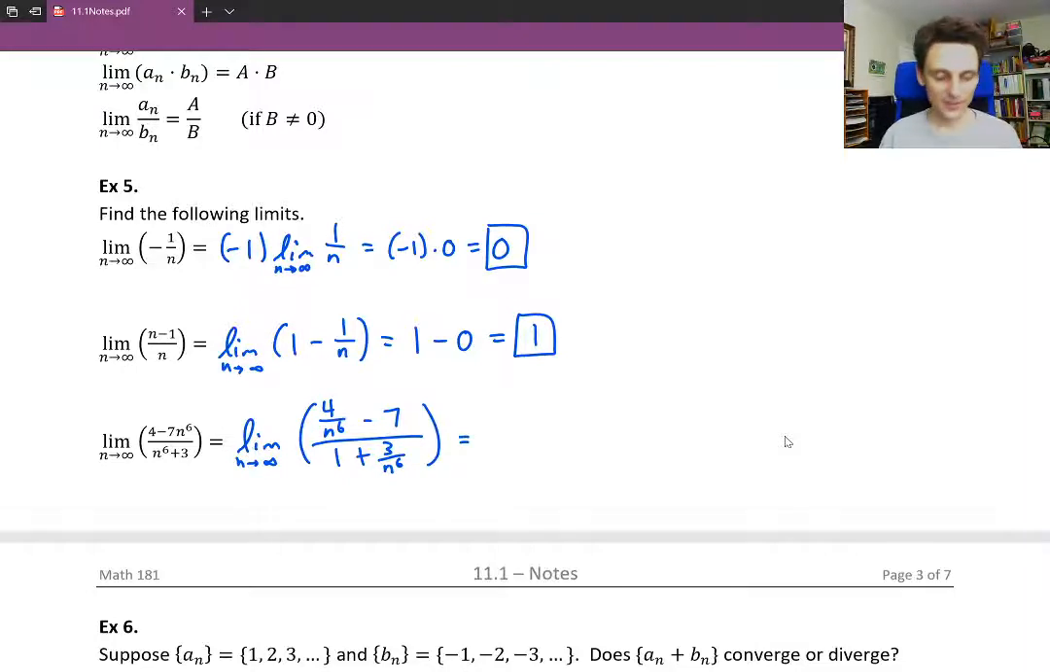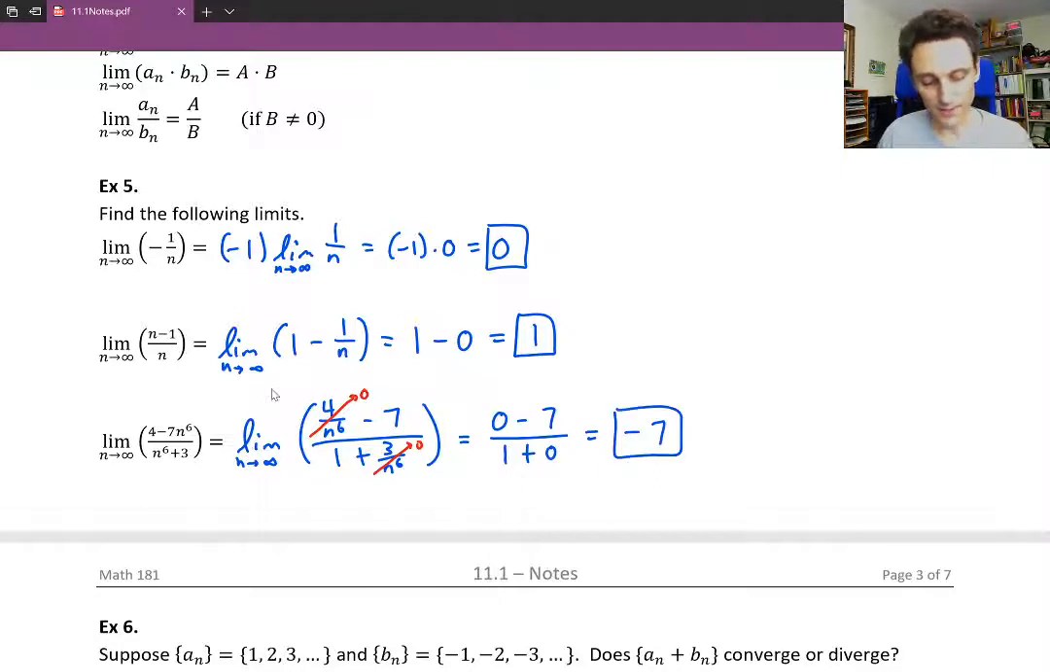Now we haven't proven that 4 over n to the 6th goes to 0, but you can just think numerically here, and that's most of the time what we're going to be doing. We're not going to be, again, proving every single detail. We're going to just say the limit as n approaches infinity. As n gets really large, 4 over n to the 6th gets really small. It gets closer and closer to 0. You might even write something like this. This goes to 0, and this goes to 0, the 3 over n to the 6th. So you can say we have 0 minus 7 on the top over 1 plus 0 on the bottom, so we get -7.